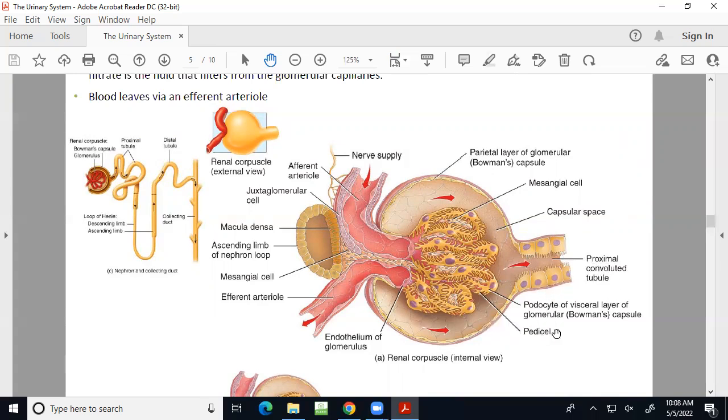Highlight the podocyte that's labeled. I'm not going to worry about the pedicel. That's the little foot or finger-like extension. Kind of harder to tell what's the foot, what's the cell. So just the podocyte's fine. And then the efferent arteriole.